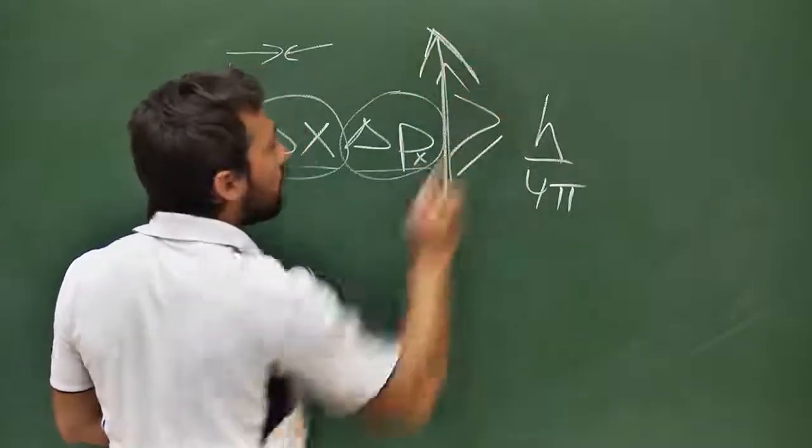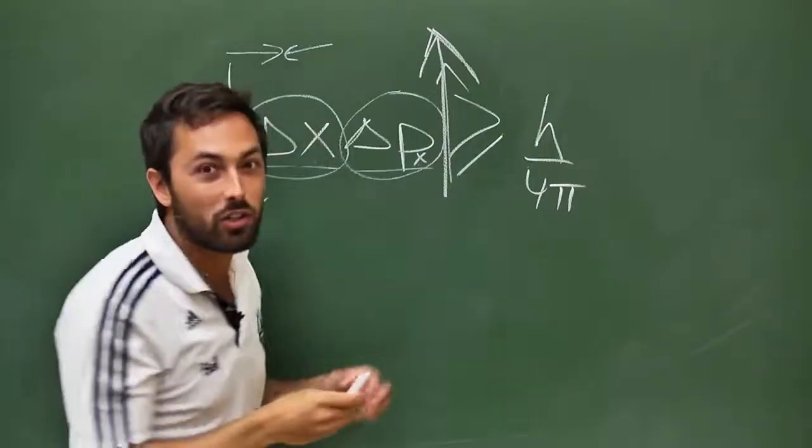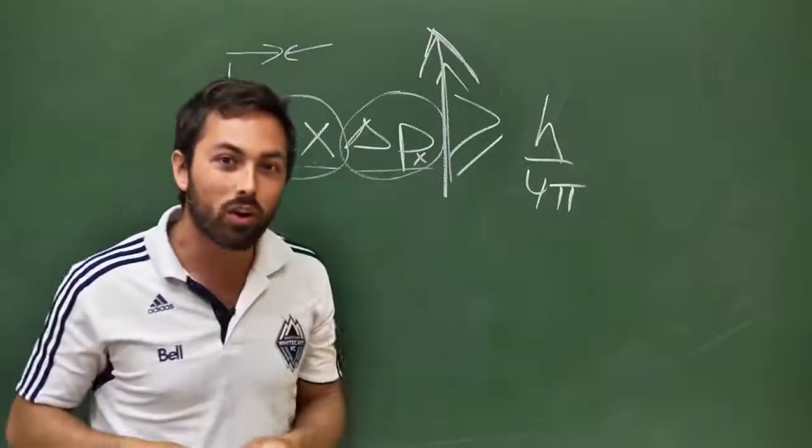And the more you decrease your uncertainty in position, the more narrow you make that slit, the more the uncertainty in momentum has to go up. And so if these photons are going to the left and the right, that's going to produce a much wider beam. It's really, really non-intuitive, but it's the way the world works.